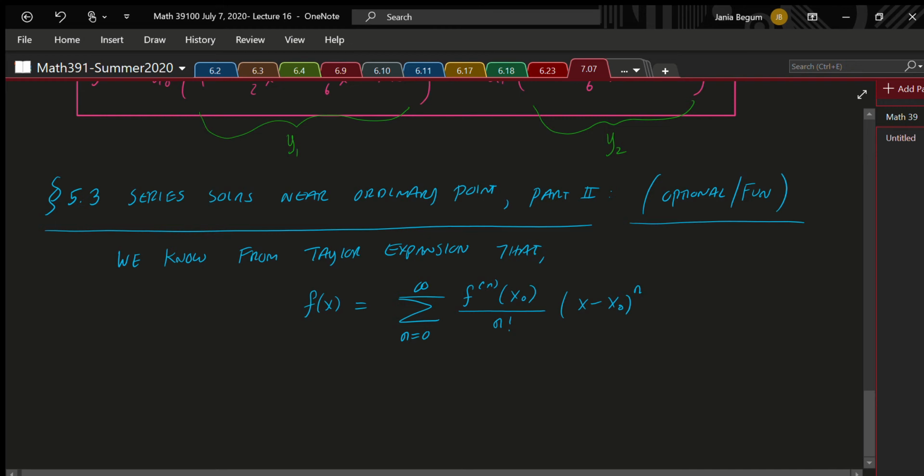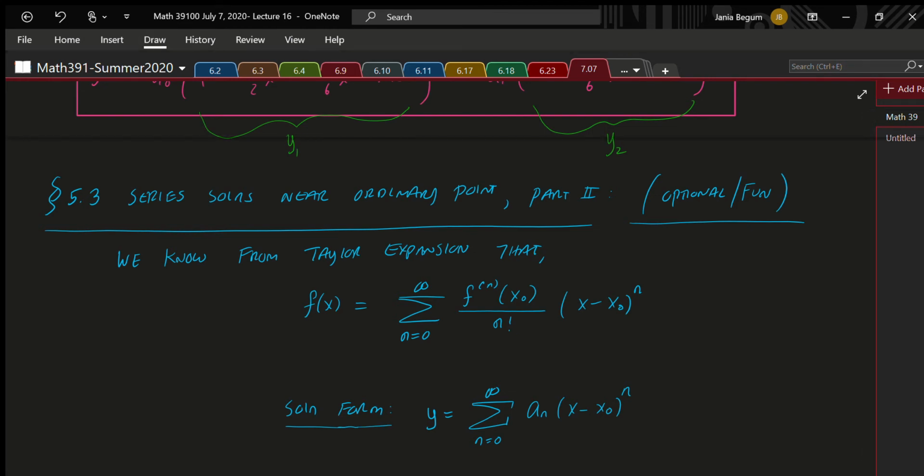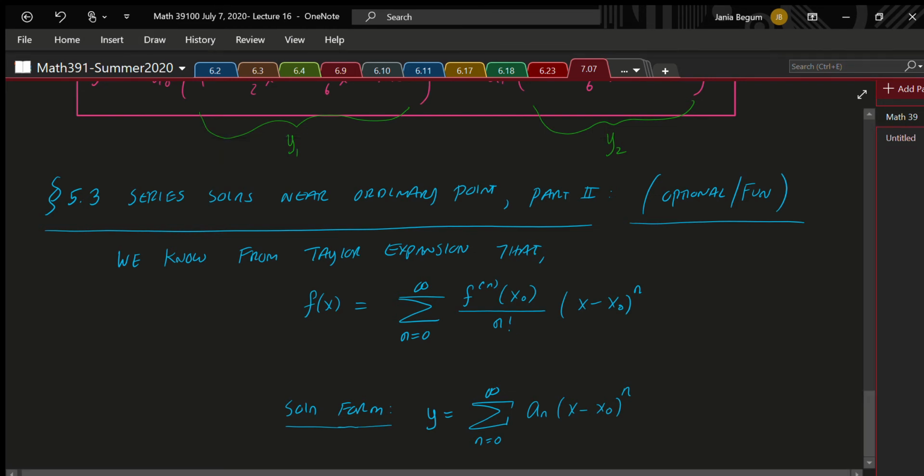So if you look at this and the solution we assume, right, we set our solution form for series solution near ordinary point as y equals the infinite sum, n equals 0 to infinity, a sub n times x minus x naught to the power n. Almost the same, right? Almost identical. So what can we do? It's like saying that this is our formula to get the coefficient a sub n. So that's the connection we're trying to make.